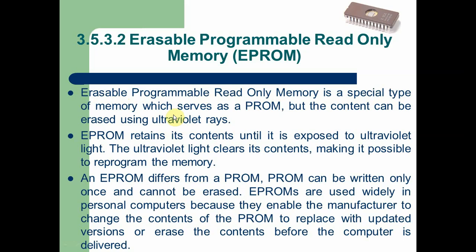EPROM retains its content until it is exposed to UV light. UV light clears its content, making it possible to reprogram the memory. So this is the simple difference between PROM and EPROM. In PROM, we can write the data by using programmers after manufacturing the PROM. But in EPROM, if you want to erase the data, we can erase it by using UV light. In PROM, we are unable to delete the data. Once we write the program in the PROM, we cannot delete it, like ROM. So EPROM is different from PROM.